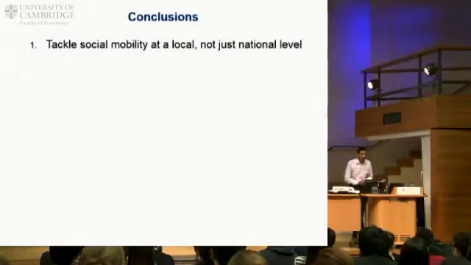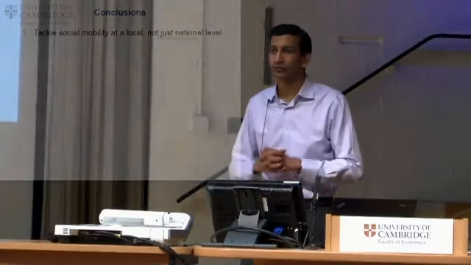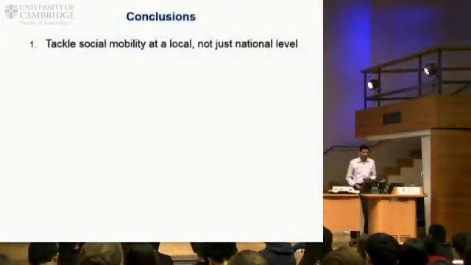So let me conclude by just talking about some of the broadest lessons that I draw from this body of work. One of the simplest messages that I hope comes out of what I've talked about in these last two lectures is that we should try to tackle social mobility at primarily a local level and not just the national level. People talk a lot about why social mobility is low in the US or in the UK, but these data suggest that that's not actually the right way to think about it. You really want to think about particular neighborhoods and why it's low in certain areas.